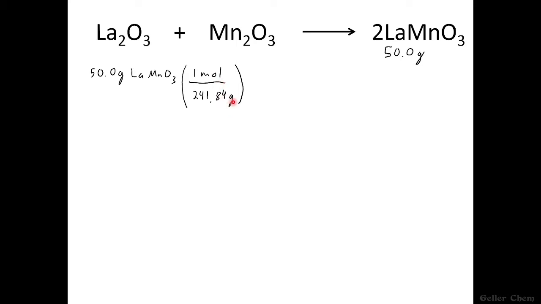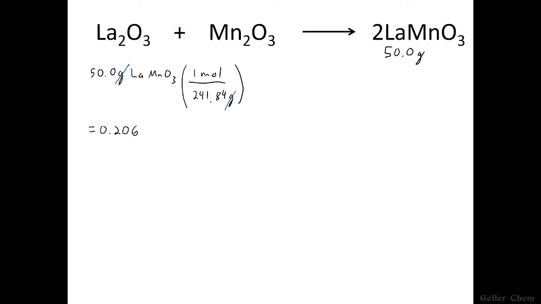Notice how I've organized this. I've put grams on the bottom so that grams will cancel with grams over here, and I'll be left with moles up top. And so if I plug this into my calculator, I will get 0.206, and this is a 3 sig fig answer given the numbers that went in above.